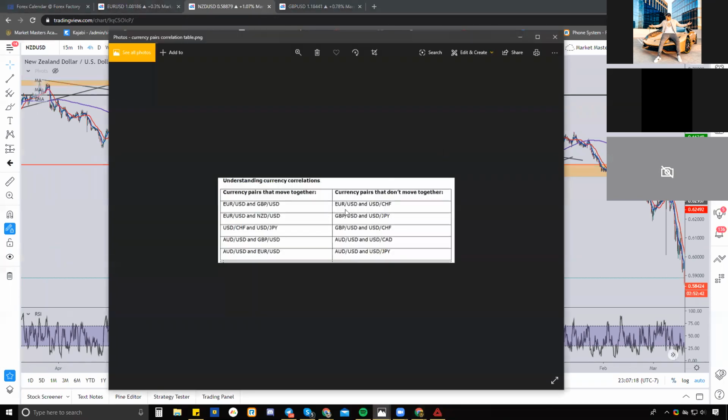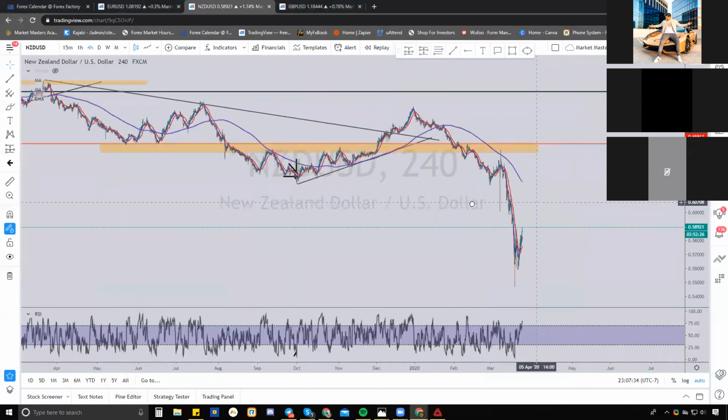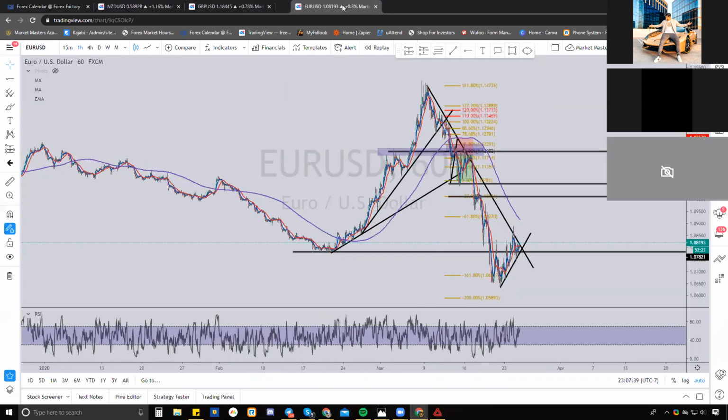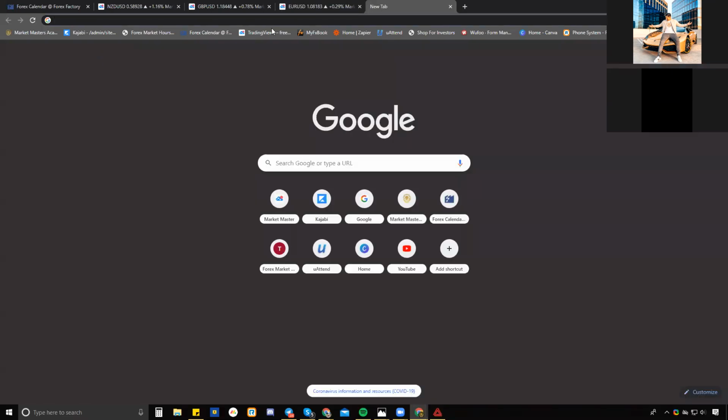Now, as far as the pairs that don't move together, so Euro USD and then USD CHF, these are pairs that are opposite. So if Euro USD is going in a downtrend, USD CHF is going in an uptrend. Now let's check that out. So that means for this really strong spike coming down, or at least on Euro USD, there was a really long spike going down. Let's check out USD CHF.